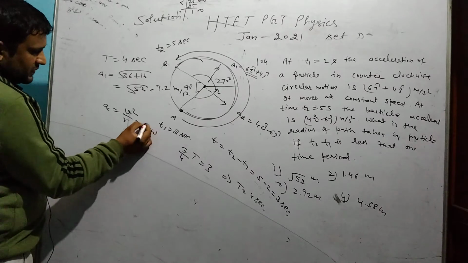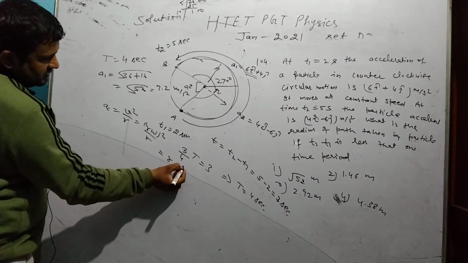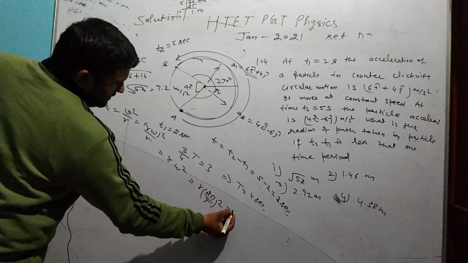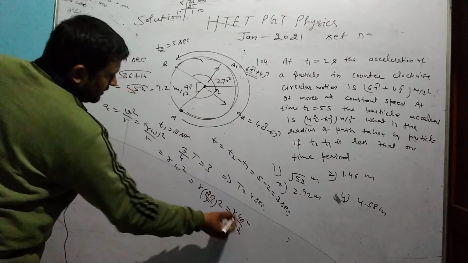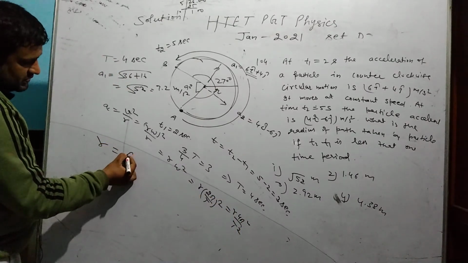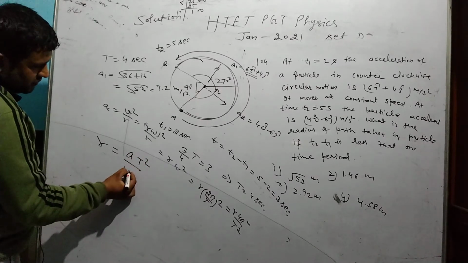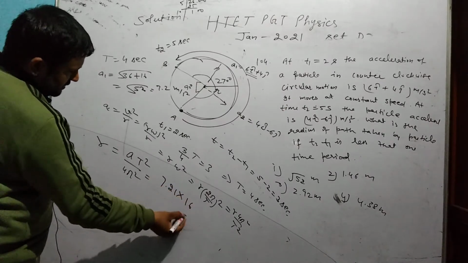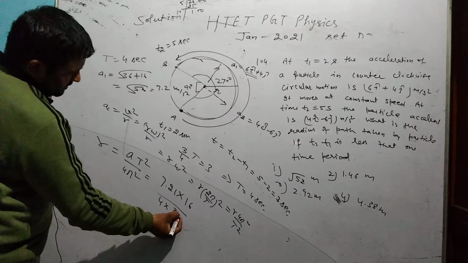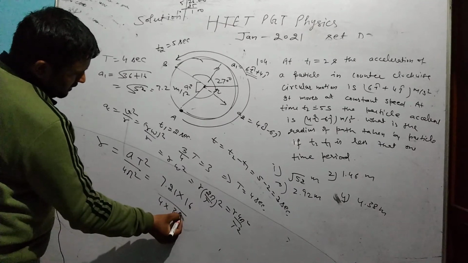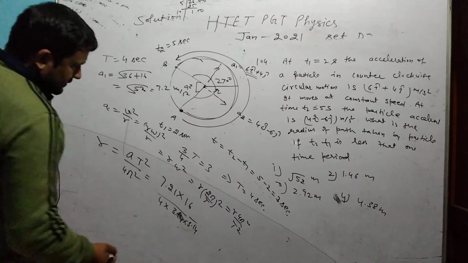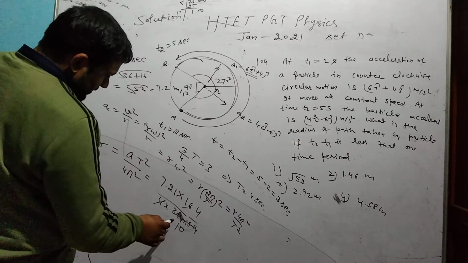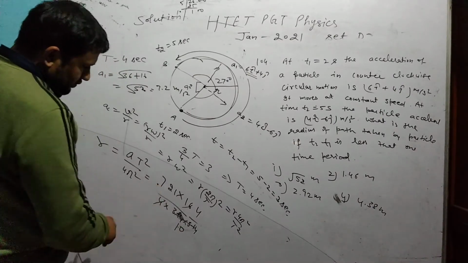v is r omega squared by r, that is r omega squared. Omega has the value 2 pi by T, and this value is r 4 pi squared by T squared. From here r is acceleration into T squared by 4 pi squared. Acceleration has the value 7.2, T squared is 16, by 4 into pi squared, 3.14 into 3.14. It is 4 4s are 16 and it is nearly 10. Okay, this value will be 7.2.